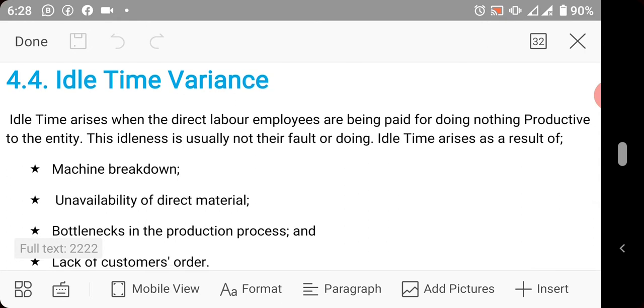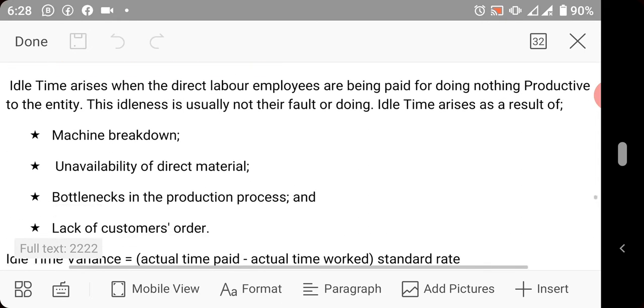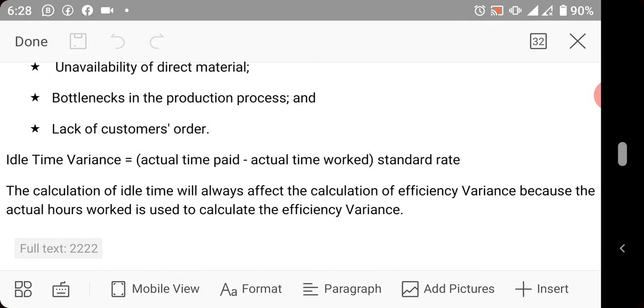Now, what leads to idle time is machine breakdown, unavailability of direct material, bottlenecks in the production process, and lack of customer orders. Idle time is equal to actual time paid minus actual time worked times standard rate. So if we pay for 20,000 hours in a year, and the active hour is 12,000 hours, you see, the idle time is 8,000. So we must find the variance that arose as a result of idle time.